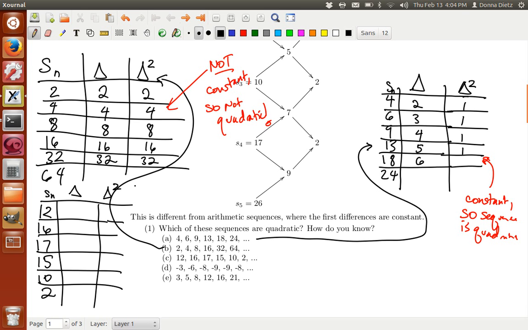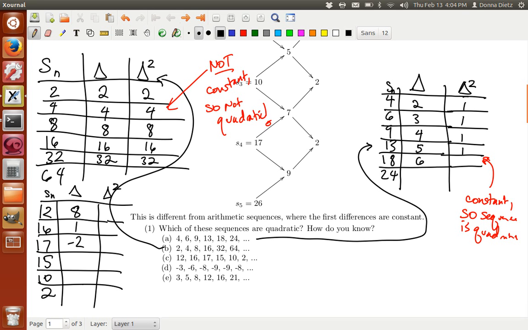Okay, so what's 16 minus 12? The sequence is going up. What's 12 minus 16? That's 8. What's 7 minus 6, or 17 minus 6? That's 1. What's 15 minus 17? That's negative 2. Right, 15 is smaller than 17, so it's going down.